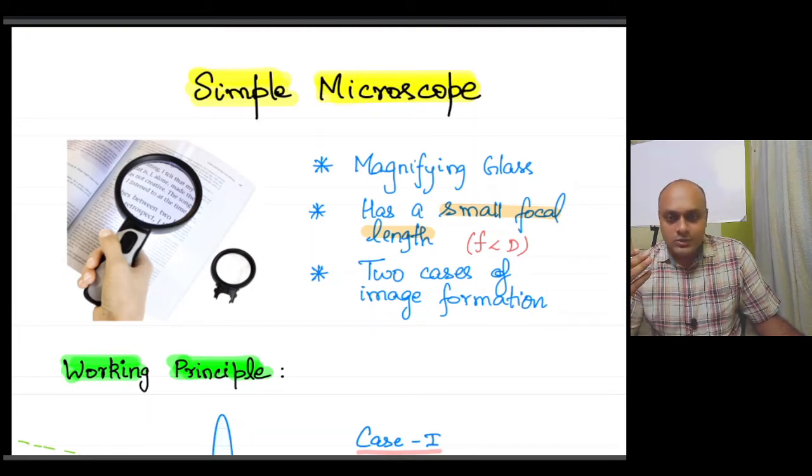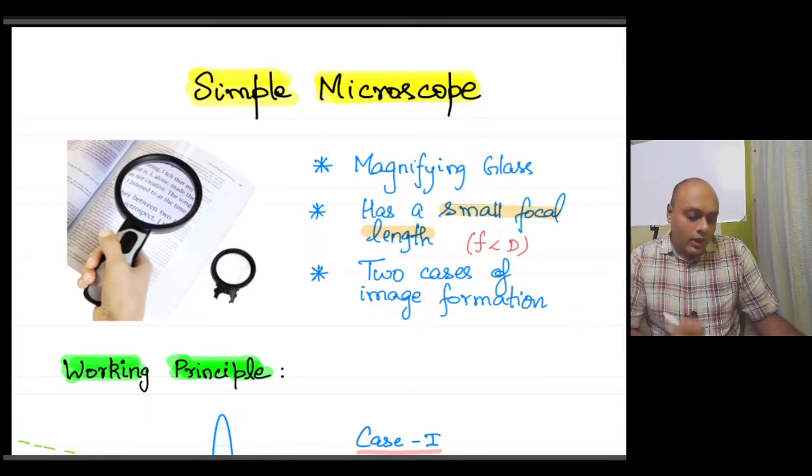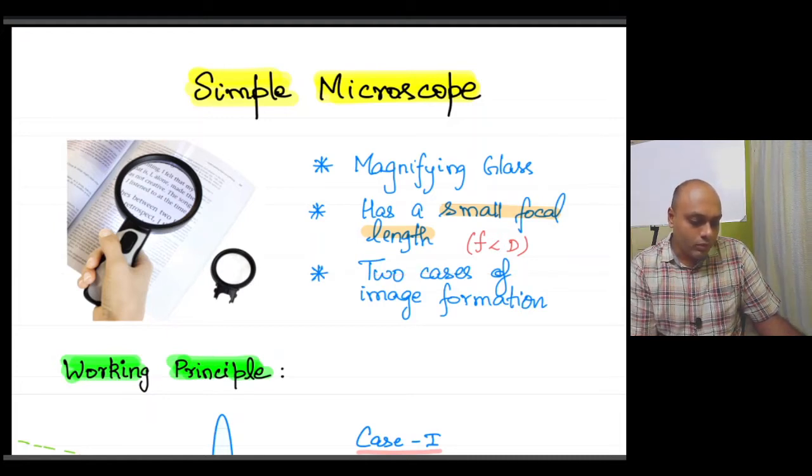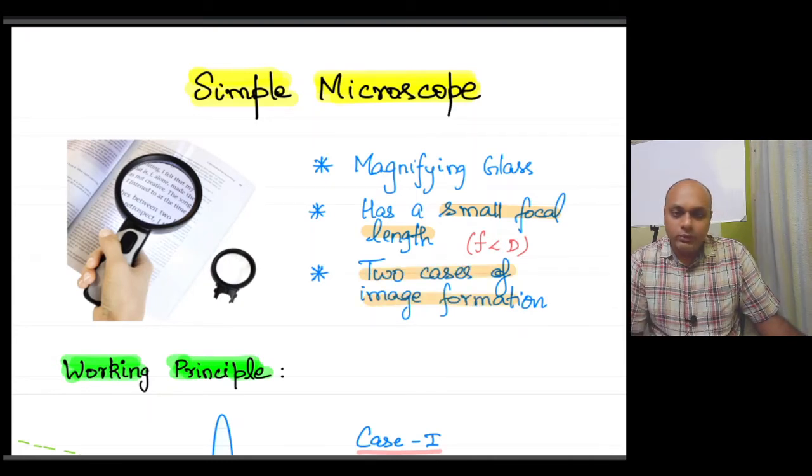Now what is this least distance of distinct vision? Again, you can watch it in the introductory video on optical instruments. So this focal length should be lesser than the least distance of distinct vision. For a normal human eye, the value is roughly 25 centimeters. And we will also be seeing two cases of image formation in this. So the two cases of image formation we will be discussing in a simple microscope. So let's get into the two cases.